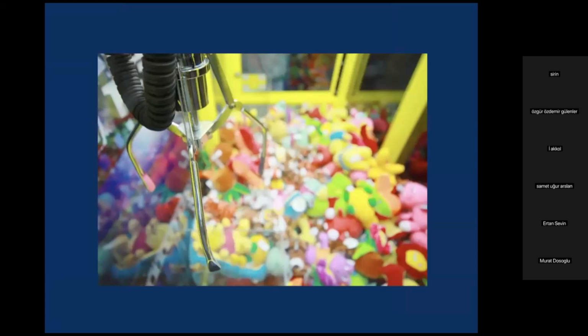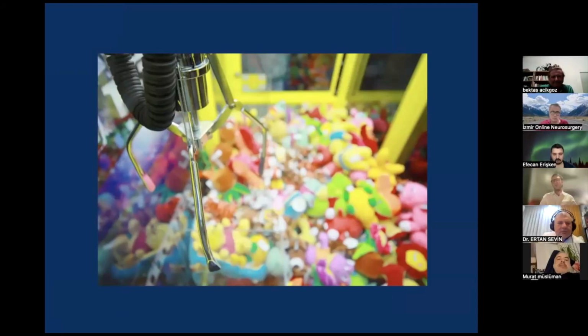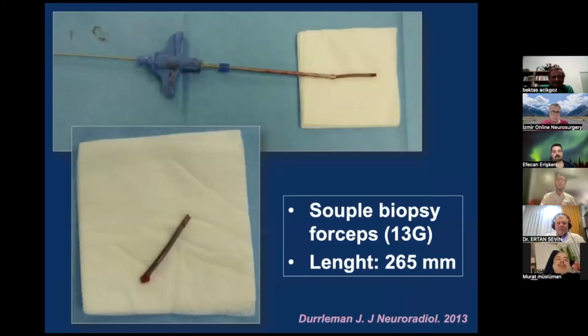It's almost like at the fun fair. It doesn't always work, but it could be helpful to avoid the postoperative pain due to this leakage in the soft tissue. And here you see you can remove this spindle, this leakage of cement in the soft tissue.